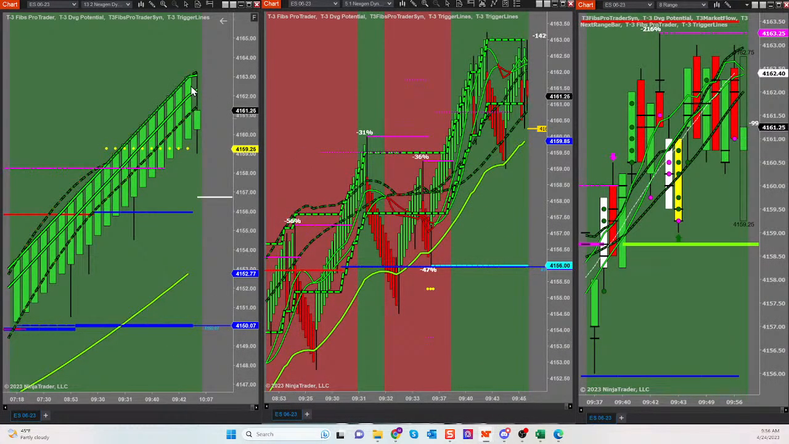Guys, there's that S&P. Didn't have all the momentum, right? Losing momentum. It may continue up. A little bit of a scramble.